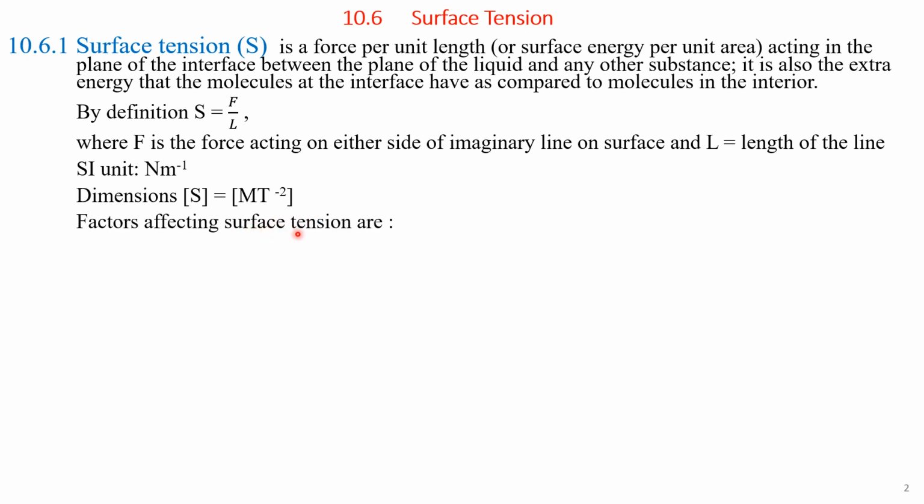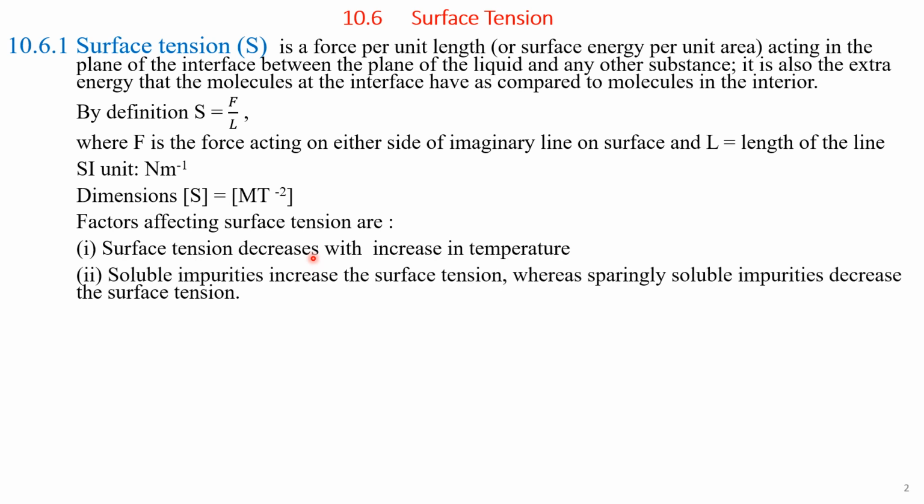Factors affecting the surface tension are: the surface tension decreases with increase in temperature. So if we increase the temperature, the surface tension decreases. Similarly, soluble impurities increase the surface tension, whereas sparingly soluble impurities decrease the surface tension.